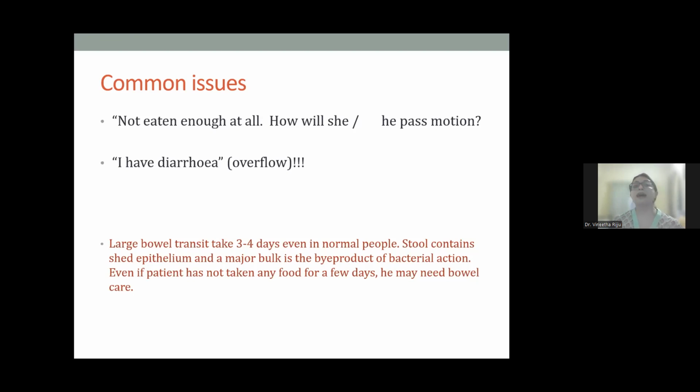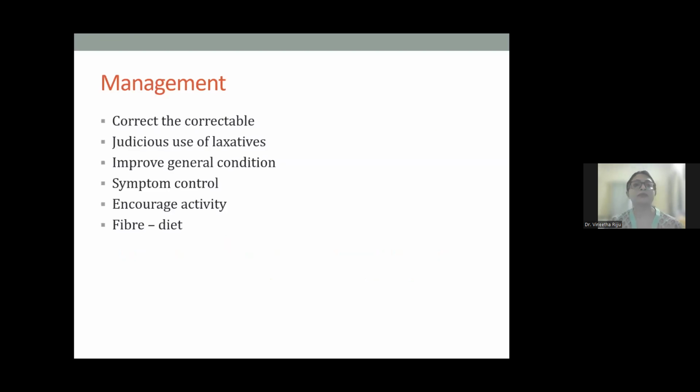And again, I have diarrhea. When the patient comes and tells you this, you need to make sure that you are not looking at overflow diarrhea, okay? So management of constipation: correct the correctable, judicious use of laxatives, improve the general condition, symptom control, encourage activity, and high fiber diet.